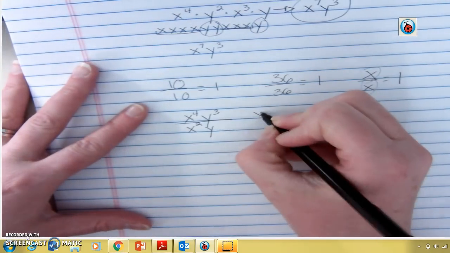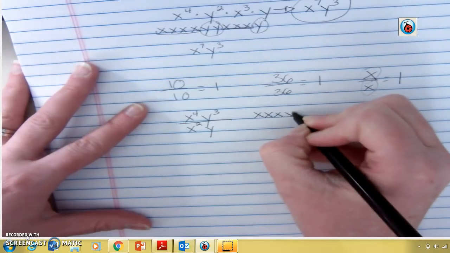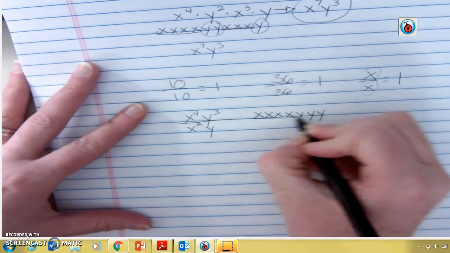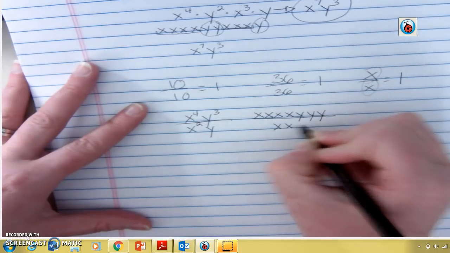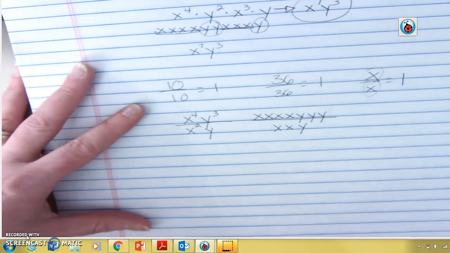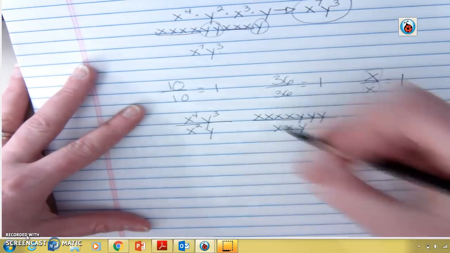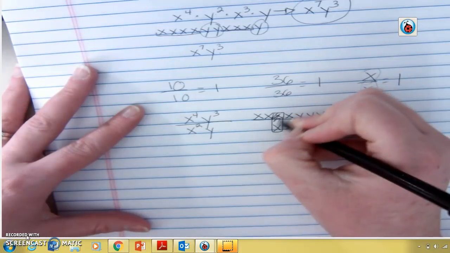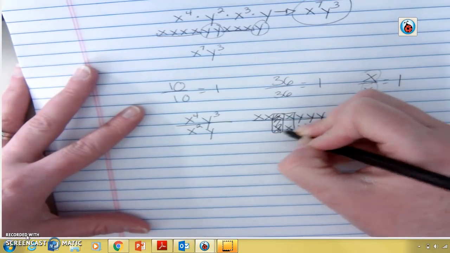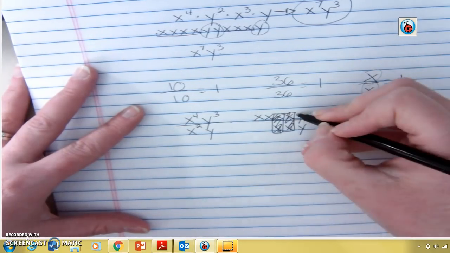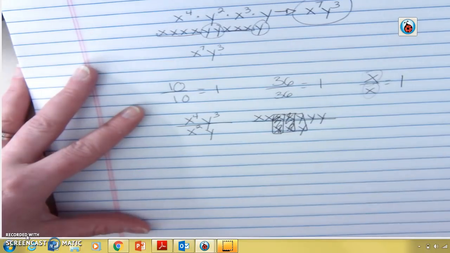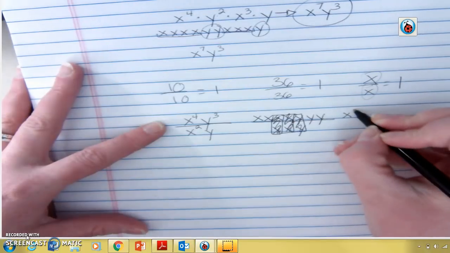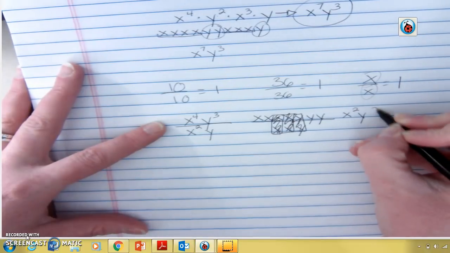So x to the 4th, that means I have 4 x's. Y to the 3rd means I have 3 y's. All over x squared and a y. Well, we just talked about if I have x over x, it creates 1. Well, isn't this an x over x? So that really creates 1, so those go away. I have another x over x, so those create 1, so that goes away. And I have a y over y, which is also going to create 1, so that goes away. What I'm left with then is x squared, y squared.